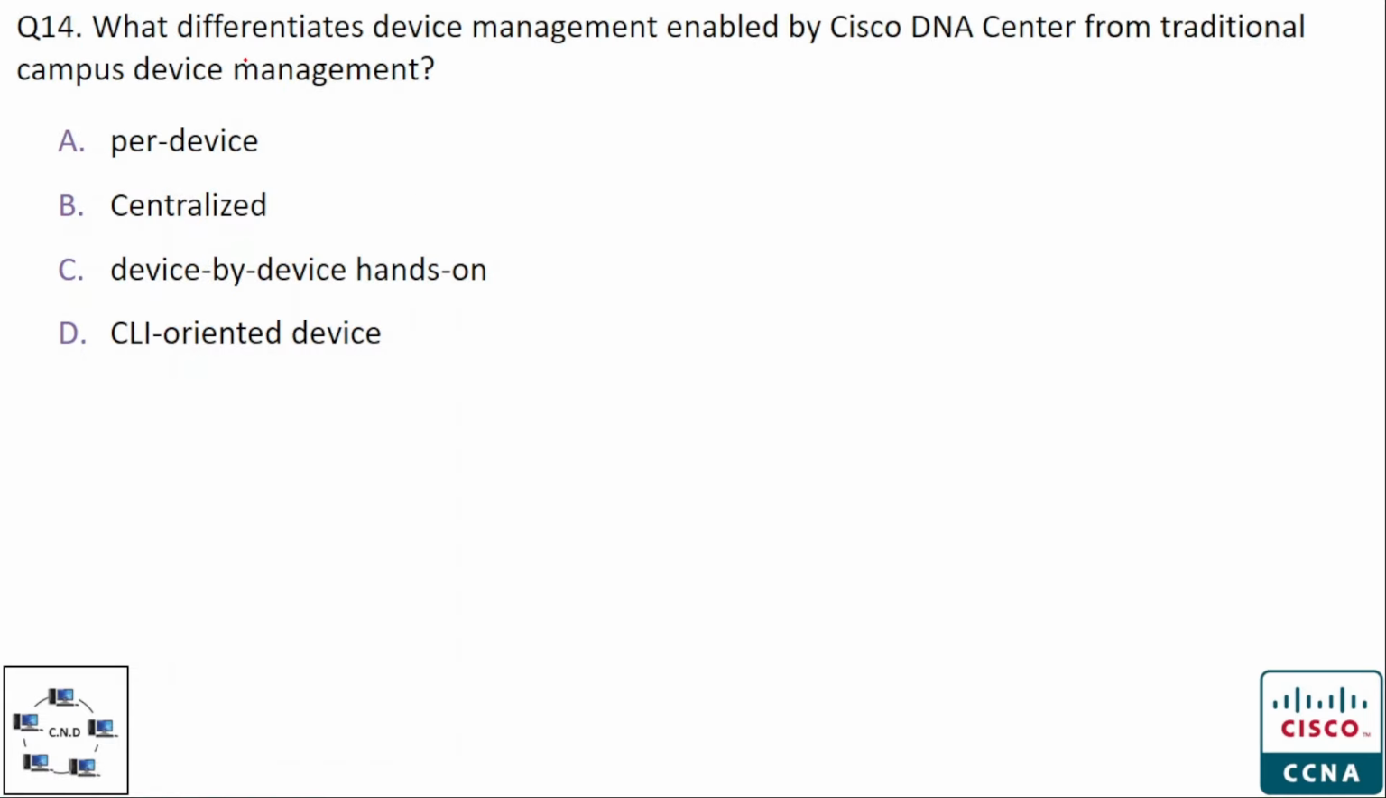Question number 14, what differentiates device management enabled by a Cisco DNA Center from traditional campus device management? The options are option A, per device, option B, centralized, option C, device by device hands-on, and option D, CLI oriented device. And the correct option is that the Cisco DNA Center management is basically centralized.